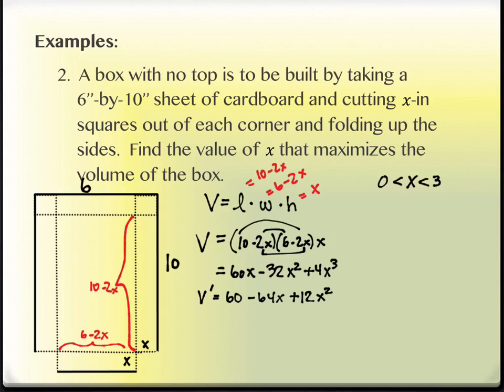You might notice at this point, all of these are multiples of 4. Do you see that okay? We're going to set this equal to 0 in a minute anyway, so we could just divide everything by 4 to make it smaller to work with. I'm all about making it easier to work with. This would be 15, that would be 16x, and then 3x squared. Does that look right? Okay.